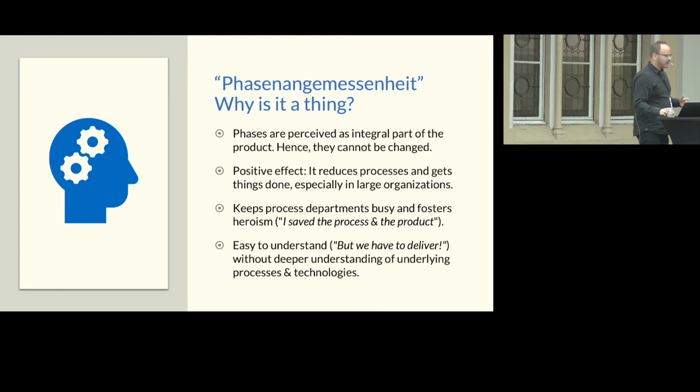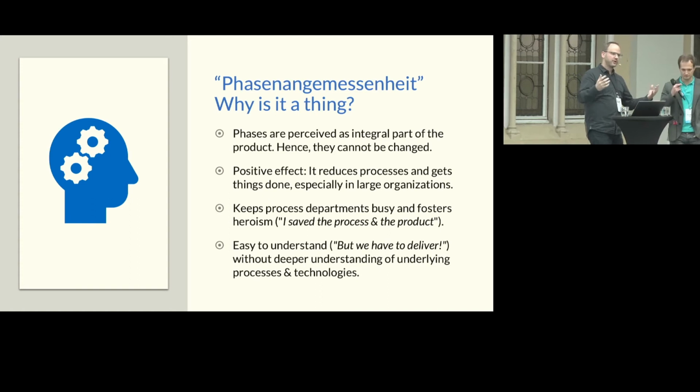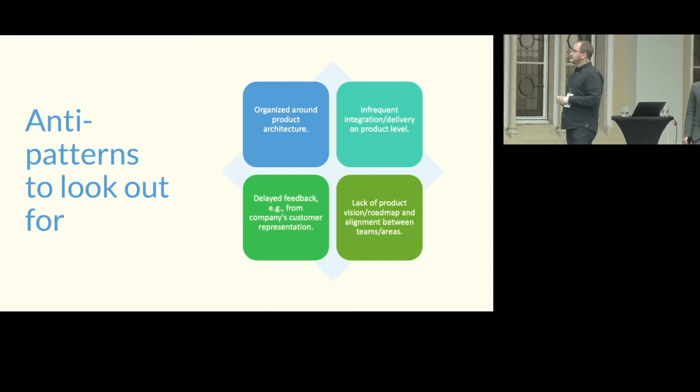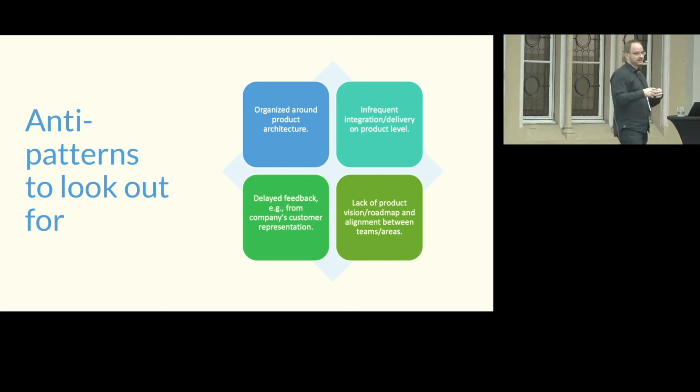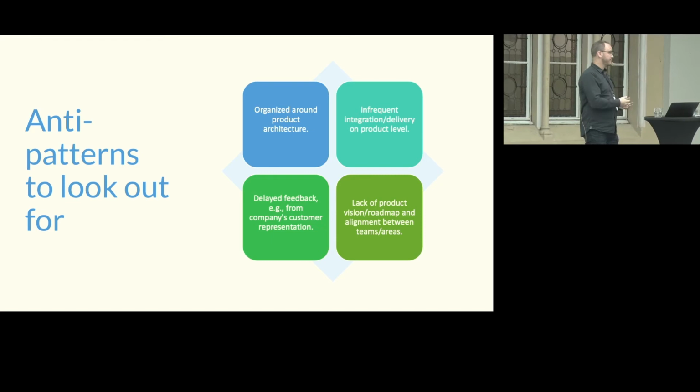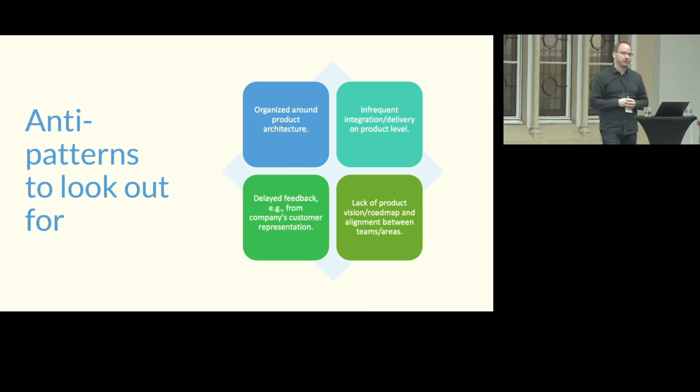So what are anti-patterns to look out for? Imagine in your context, in your company, in your team, in your community, what should you look out for if you're not sure whether you're in a situation where phases are actually a thing? So typically, when you are organized around the product architecture, that is something that will, for sure, from our observation, foster the existence of phases, and hence sooner rather than later, you will be Phasenangemessen at one point. Well, infrequent integration and delivery on product level, that's certainly, if you do that very infrequently, welcome to phases.